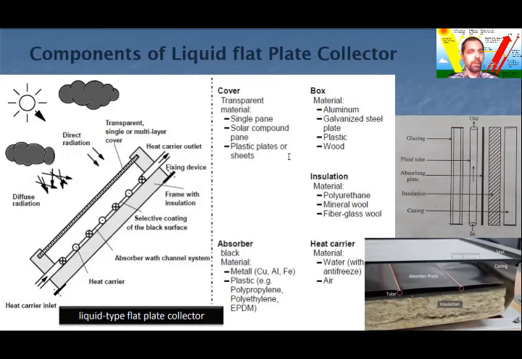Principle of flat plate collectors. Now let's talk about the principle of the flat plate collectors. The principle behind the flat plate collector is simple. If a metal sheet is exposed to solar radiation, the temperature will rise until the rate at which energy is received is equal to the rate at which heat is lost from the plate. This temperature is termed the equilibrium temperature.